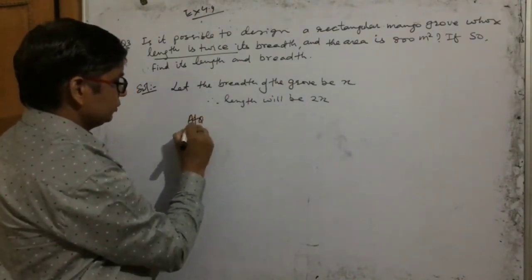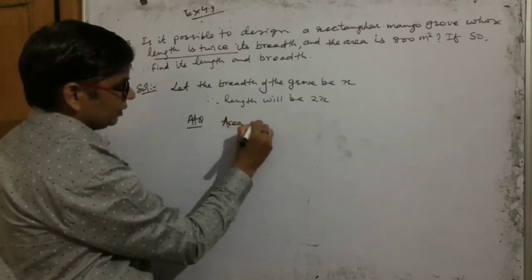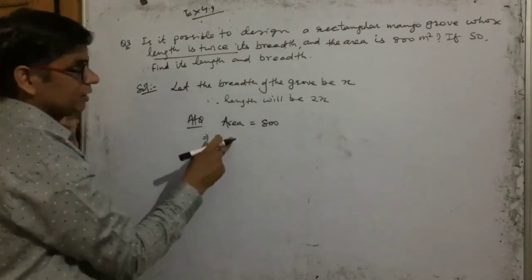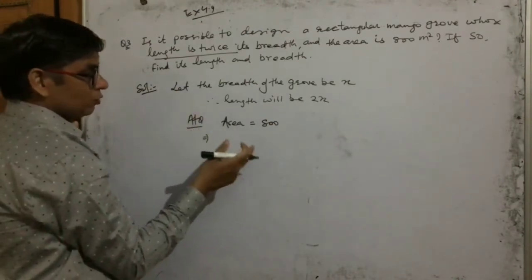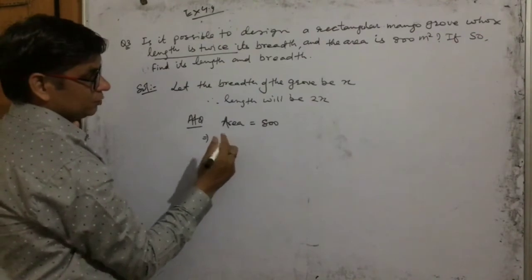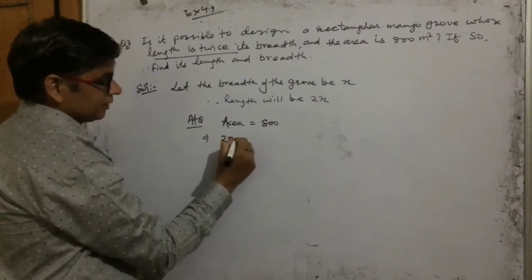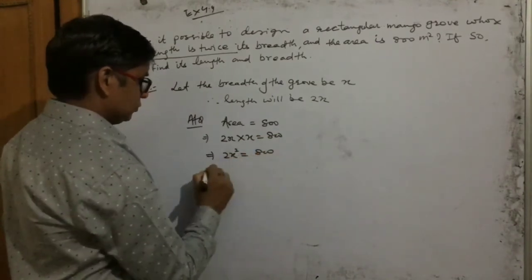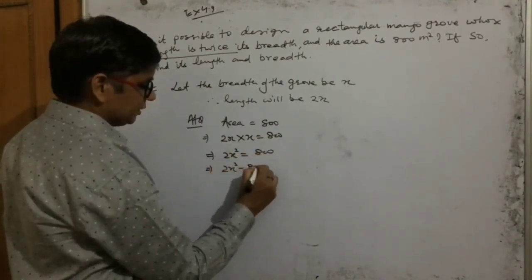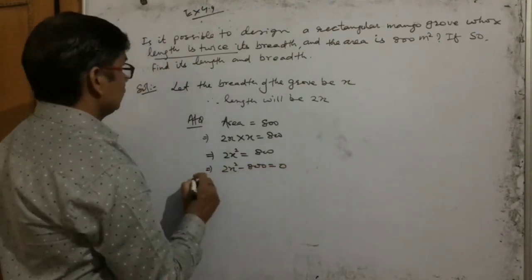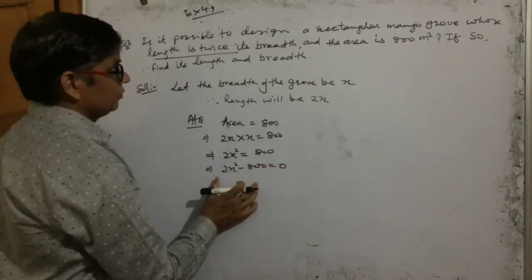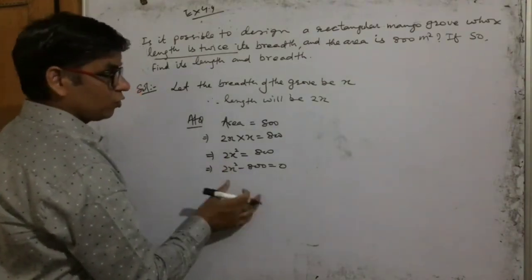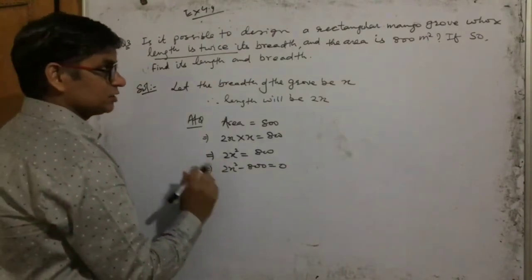According to the question, area is 800 meters square. As we know, area of a rectangle is length into breadth. So 2x into x equals 800, or 2x square minus 800 equals 0. Is it possible? We have to find whether this situation is possible or not. For this we have to find the discriminant.